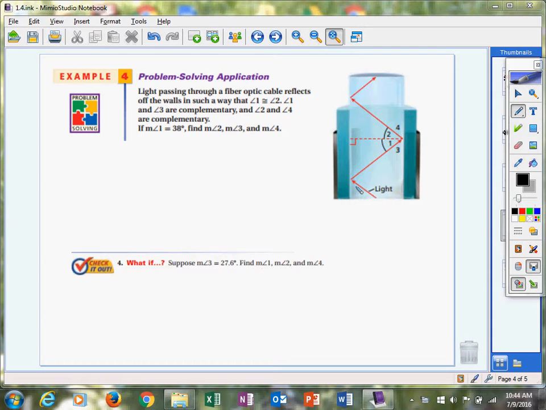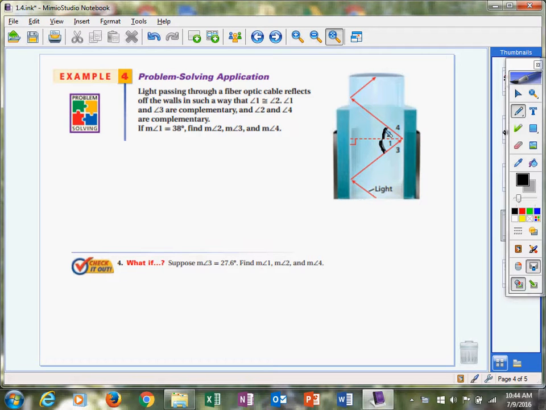Like example 4, we're applying this to fiber optic cable, and because it's going to be bouncing light off the walls of it, the angles that are formed are going to give us some information, and we're going to solve for the missing angles. One thing we do know is that the light's bouncing off the walls of that cable in such a way that angle 1 is congruent to angle 2. And notice that they've given us those congruent arcs here, these arc marks, to indicate that they are equal.